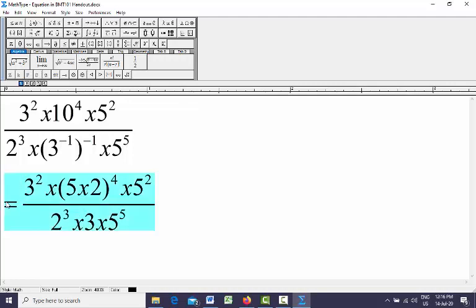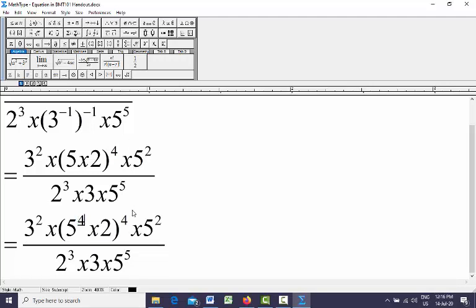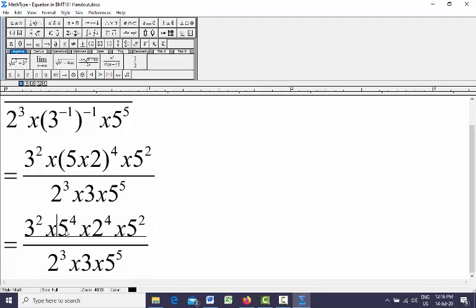So now in the next step, what will we do? As I said before, if you have a power over a bracket, you can distribute that power to all the elements inside the bracket, if the elements inside the bracket are in multiplication only. So we will have like this. Okay, right.